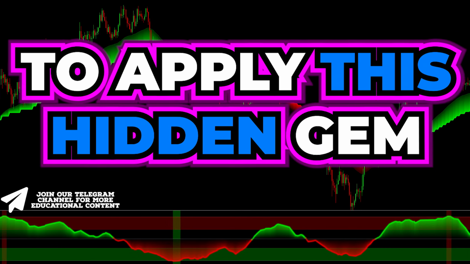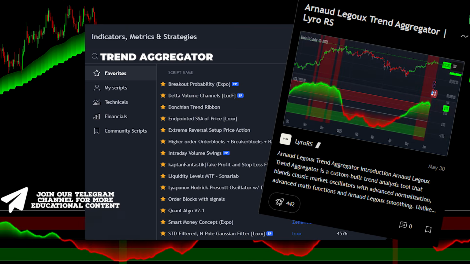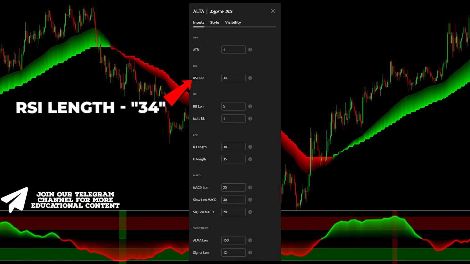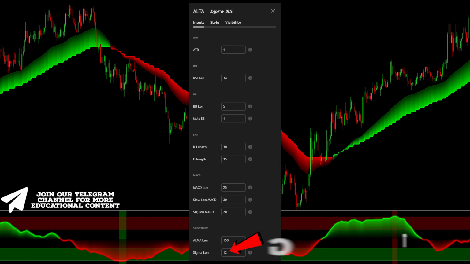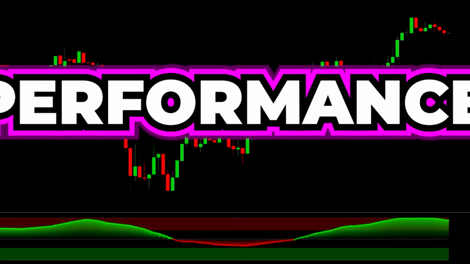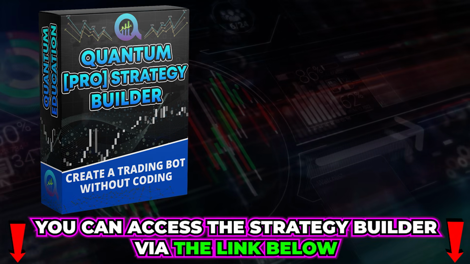To apply this hidden gem, open the Indicator tab, type Trend Aggregator, and pick the one highlighted here. For optimal settings, change the ATR to 1, the RSI length to 34, the K length to 30, and the sigma length to 12. Here are examples of long and short setups based on our suggested risk management rules, with a stop position beyond the latest swing low or high, and a profit target set at a 1.5 to 1 risk-to-reward ratio.